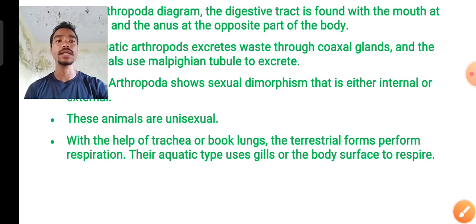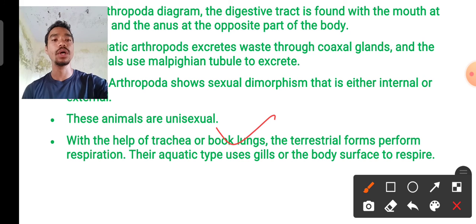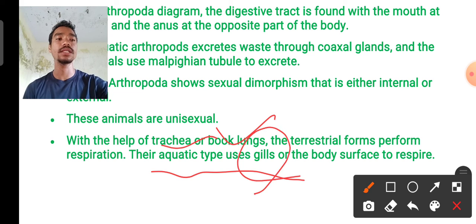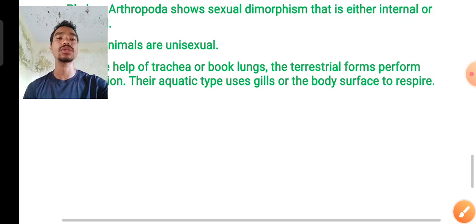With the help of trachea or book lungs, the terrestrial forms perform respiration. They also have a respiratory system: they respire by book lungs and trachea. The aquatic types have gills and use the body surface for respiration.